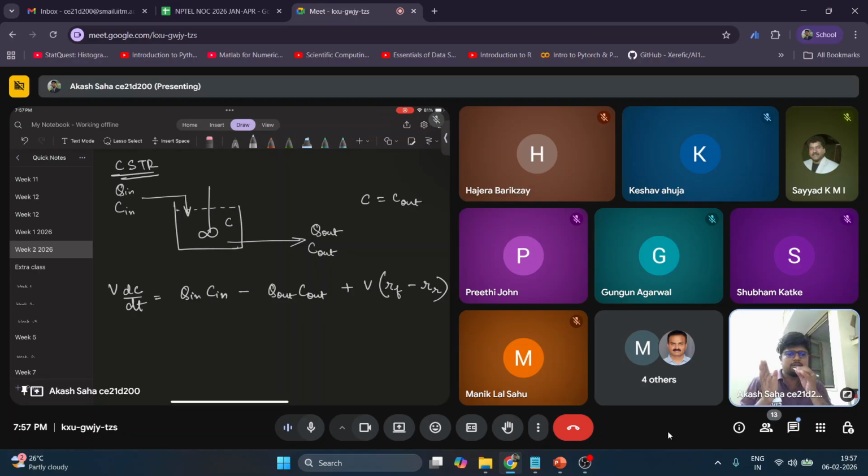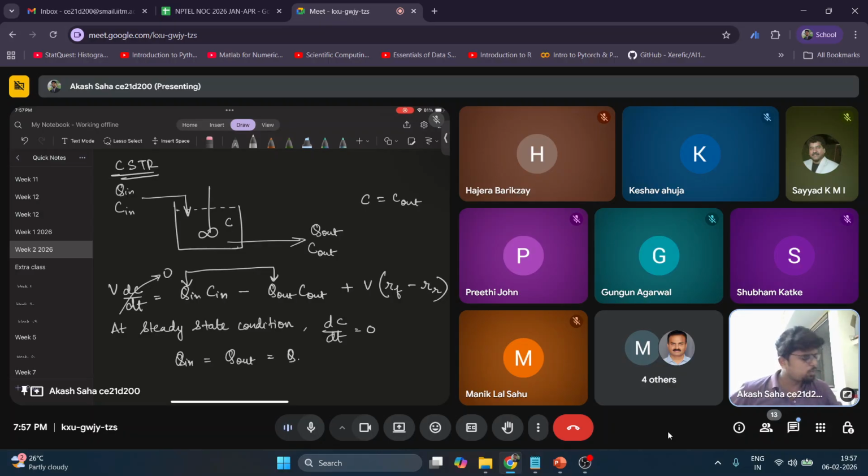Now for any CSTR, when a constant inflow and outflow is happening, we also assume one more thing: that it is at steady state. As I told you, at steady state condition, my dC by dt will be equal to 0. With respect to time, there will be no change in the concentration. So this dC by dt will become 0. Another thing is Q in and Q out. We also assume that the Q in that is coming in and the Q out that is going out are equal, and equal to Q. Whatever discharge is coming in, the same is going out.